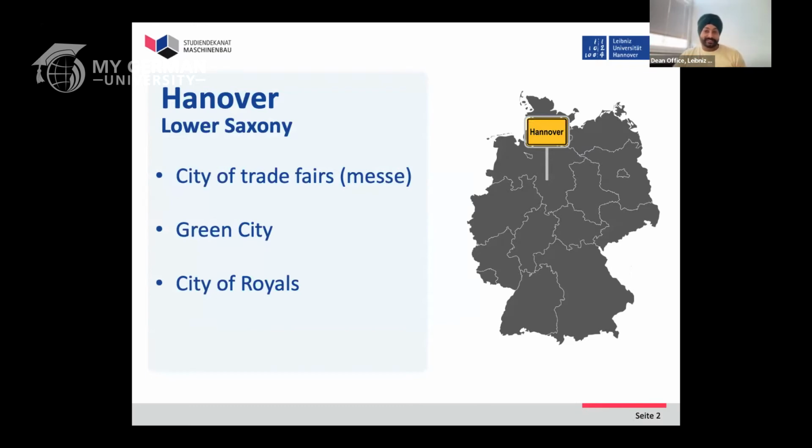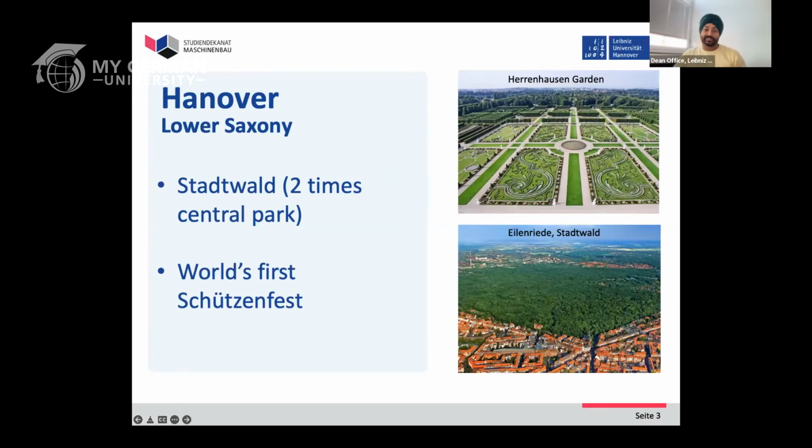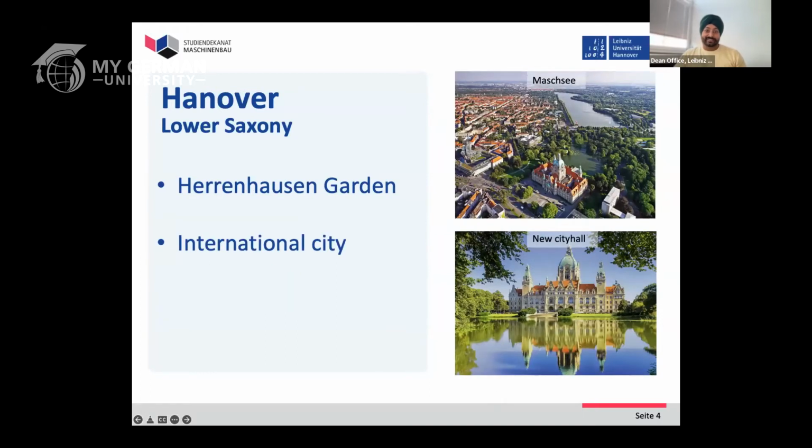Hanover is the capital of Lower Saxony, and Lower Saxony is one of the biggest states in Germany. Hanover proudly wears the title of city of trade fairs, green city, and city of royals. As I said, it wears the title of green city. We have a Stadtwald, which is also called a city forest. Yes, we have a forest in the middle of the city, which is almost 2 times bigger than Central Park in New York. Normally we hear that a forest surrounds the city, but in Hanover, it's the opposite. The city surrounds the forest. You can see it in the picture here on the right side. The forest is full of activities. And also the world's oldest traditional festival, Schützenfest, also called the Shooting Festival, was first organized in Hanover back in the 15th century. And Hanover, as I said, is a city of royals. We still have the gardens of the kings, which are taken care of and open to the public, and Hanover is an international city.